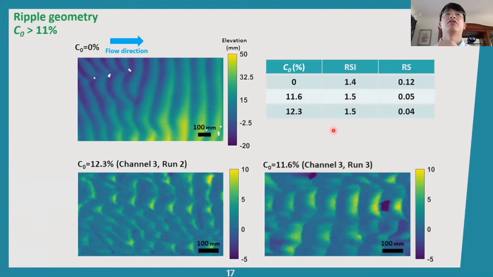And in terms of the cross-section geometry, as we can see, the ripple symmetry index for the ripples from the highest clay content was slightly increased, which means these ripples were more asymmetrical. And most importantly, the ripple steepness for the ripples developed at the two highest clay contents significantly decreased to just 0.05, which means these ripples were quite flatter compared to the clean sand ripples.